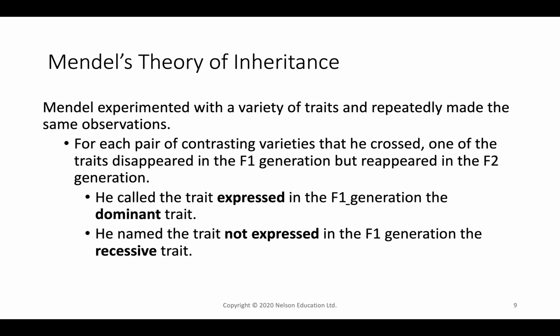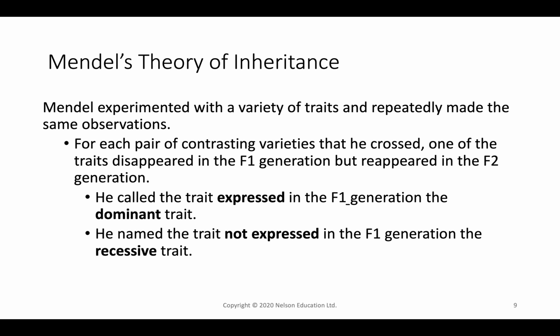So Mendel did this with a ton of different traits and started making repeated observations over and over. No matter which contrasting variety he crossed, one of the traits disappeared in the F1 generation. Why? Because the dominant allele took over the recessive allele phenotypically. And we now know that that first F1 generation are all heterozygotes. And we'll discuss that in a moment when we look at the Punnett squares.